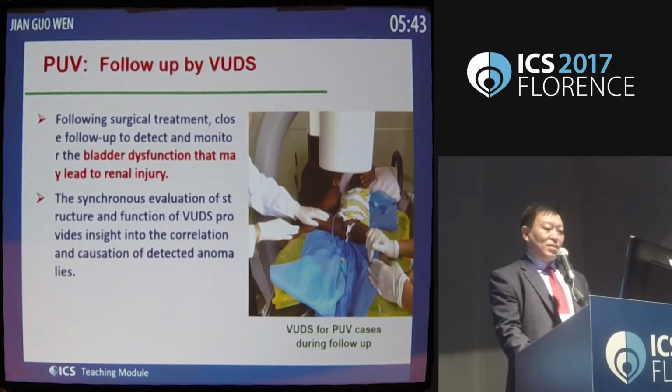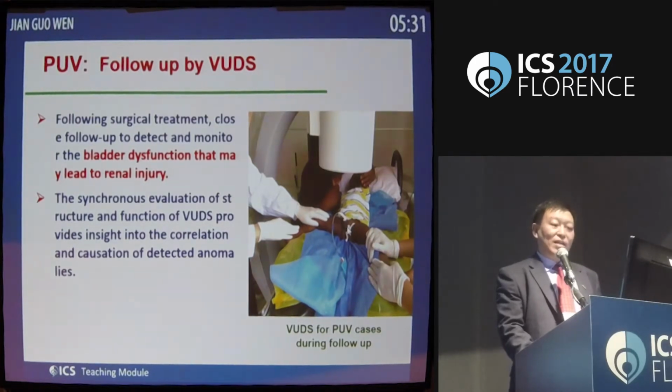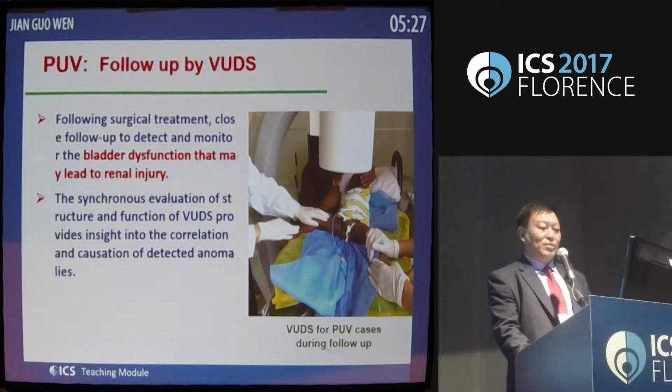It can give the patient in time the guideline on how to treat or continue to improve the bladder function. So this 1 case just shows the follow-up by video urodynamic study. This 1 case is from Africa. Actually, his father worked in China, so he came to my center to follow up after the surgical treatment, continually following to detect the bladder function.